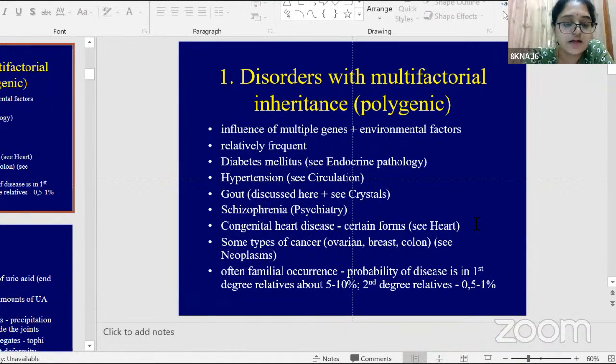The risk to the siblings or to the offspring is around 3 to 5%. And this risk increases when more family members are affected or the parents are also related.